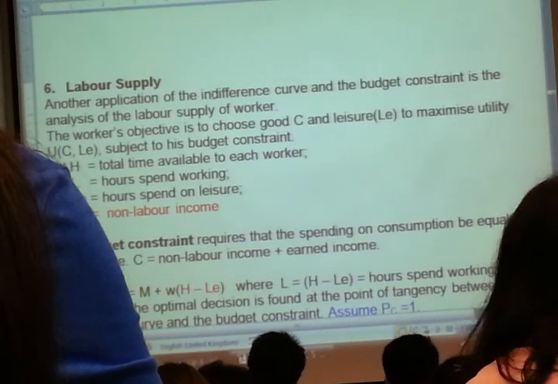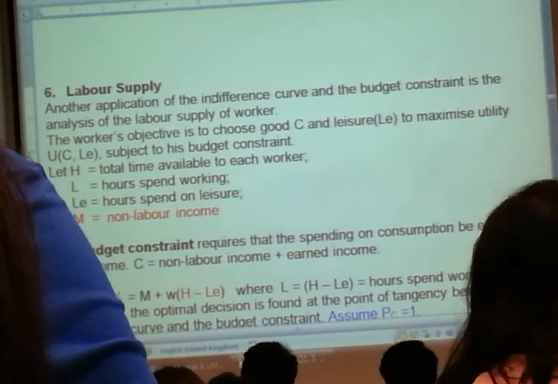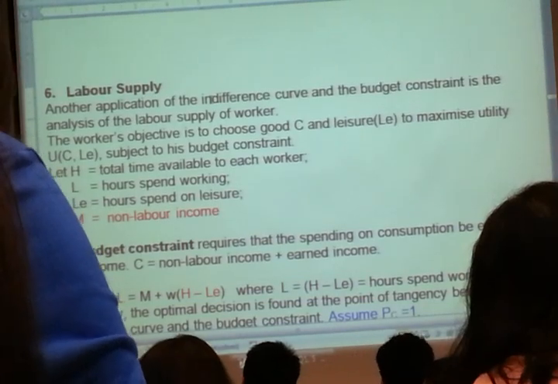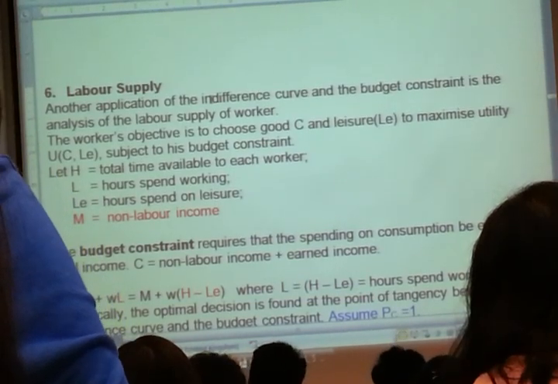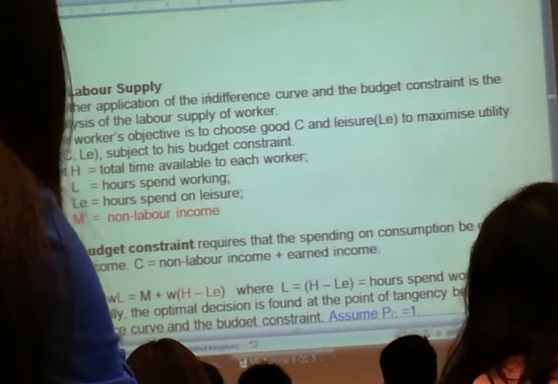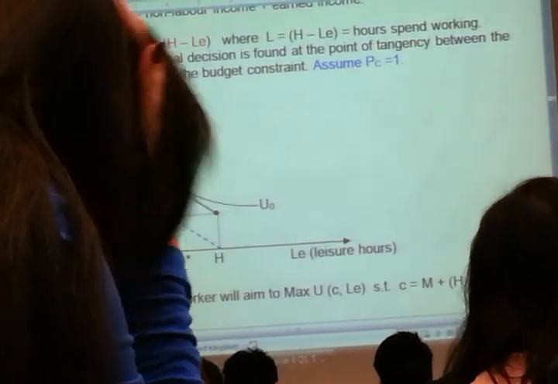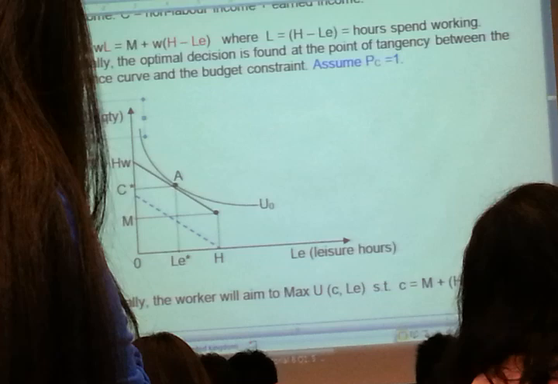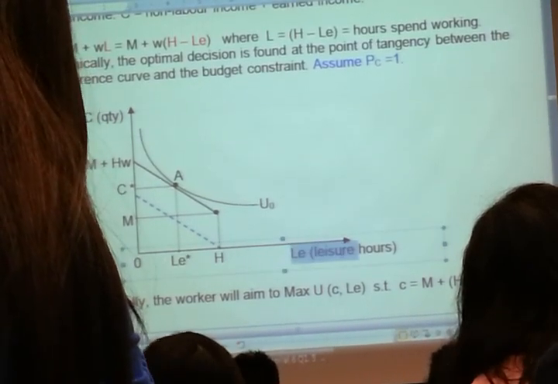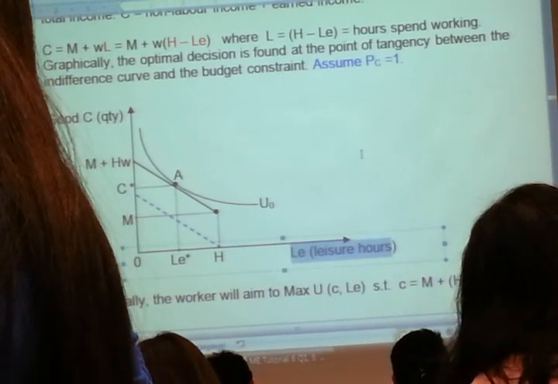Now, what are the two things that a worker buys? If you are a worker next time, what are the two things that give you satisfaction? So, what type of goods does a worker buy? A worker buys good C and also good leisure. So these two goods give a worker satisfaction.